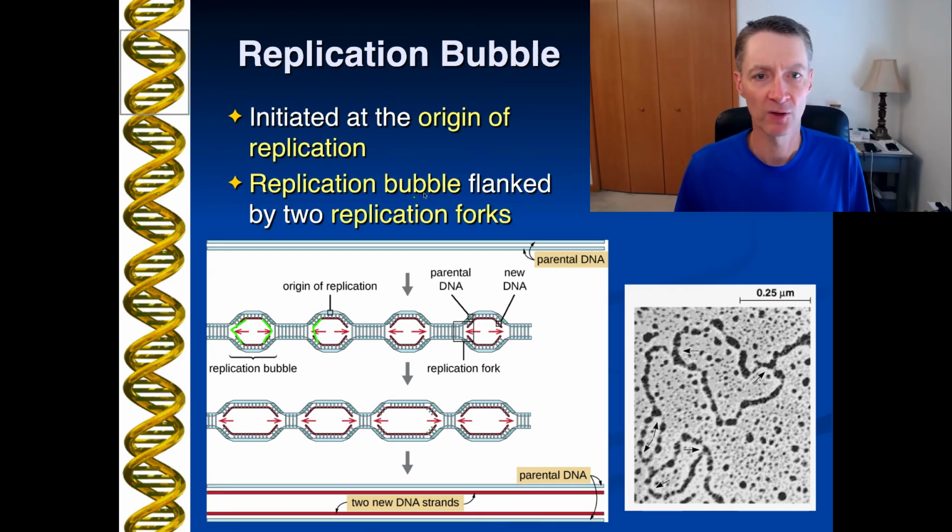Now why do we call these replication bubbles? Well, the first time we saw these using electron microscopy, we had what looked like little bubbles form, like you see here in the image that we would get from DNA when it was undergoing replication. Okay, so here we see a bubble, here we see another bubble, and now we know what's going on there, of course, right?